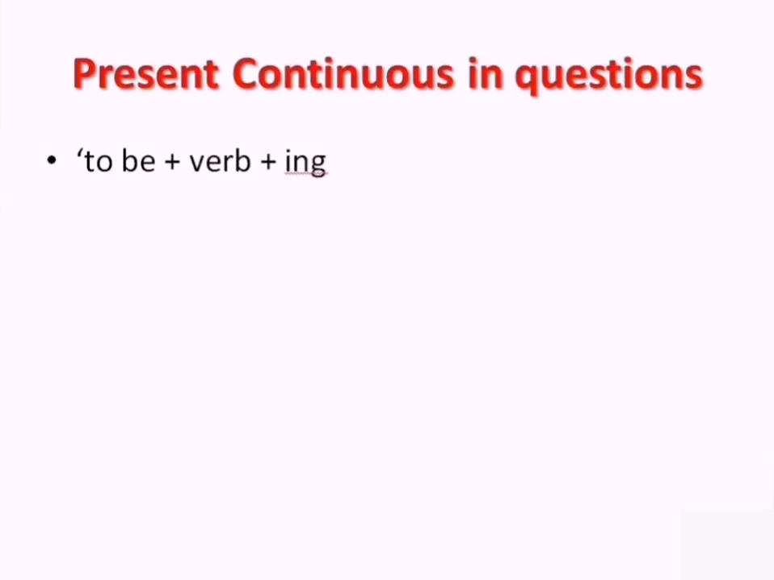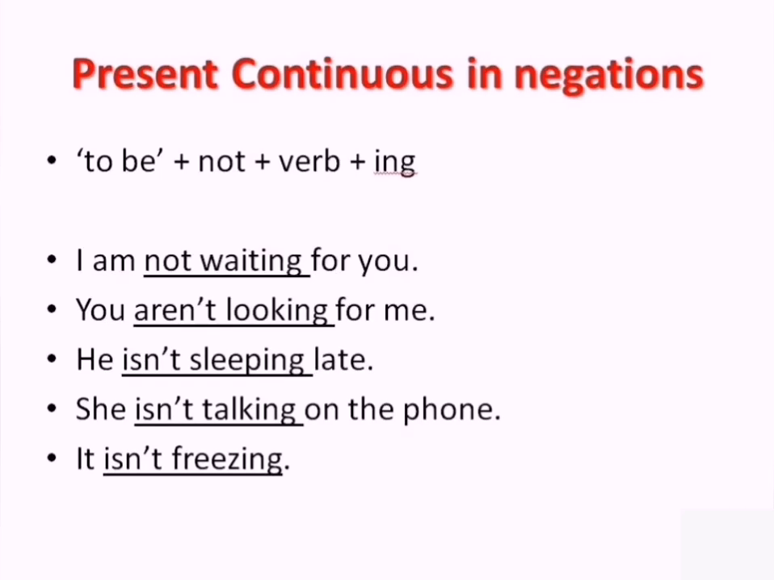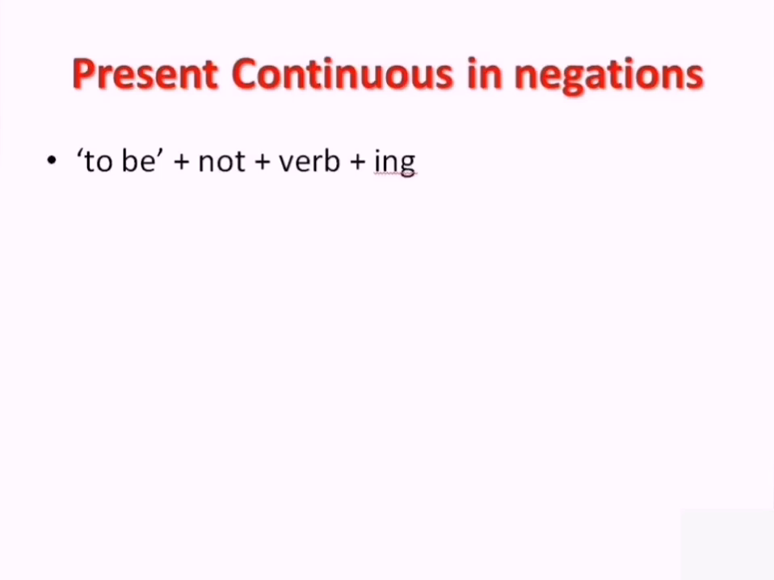Let's have a look at the present continuous in negation. Again, we use the auxiliary verb to be, and we add not, the infinitive form of the verb, and ing. I am not waiting for you. You aren't looking for me. He isn't sleeping late. She isn't talking on the phone. It isn't freezing.